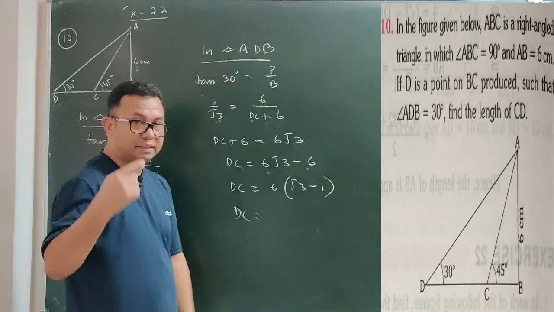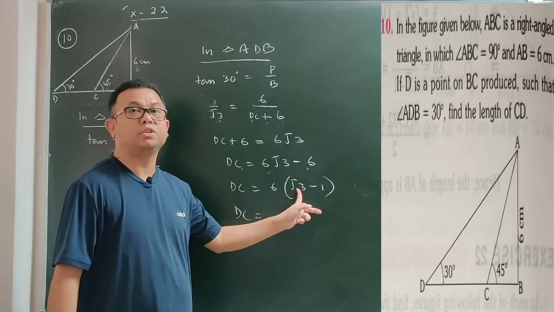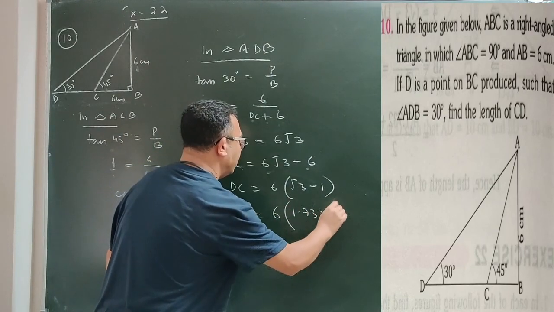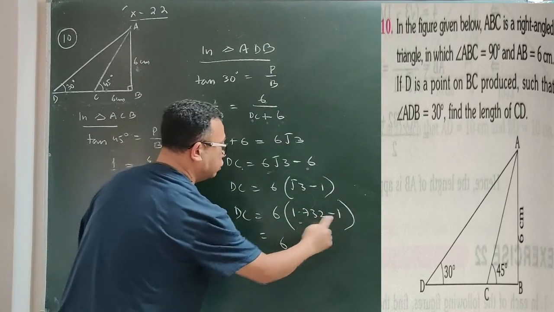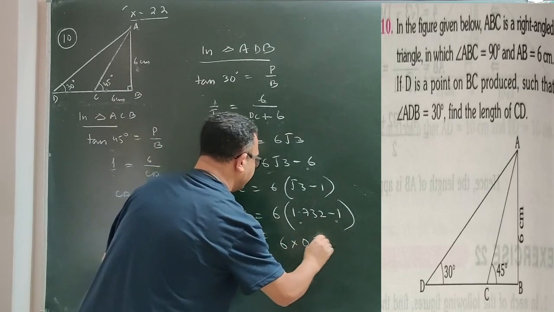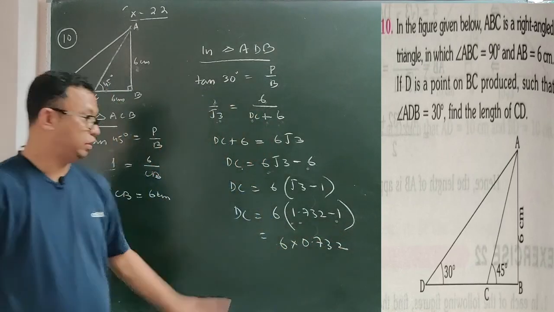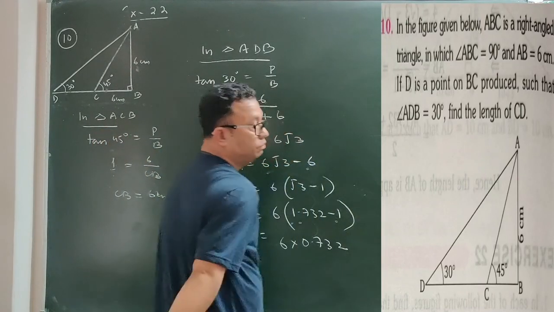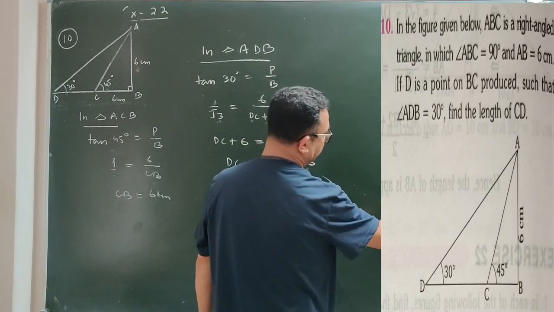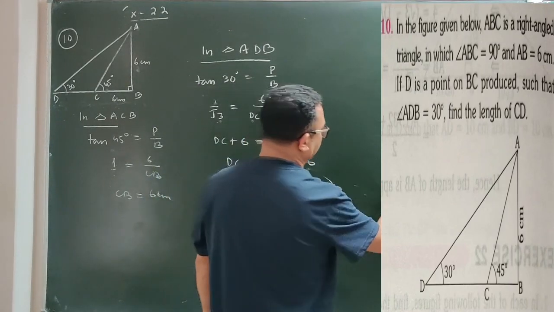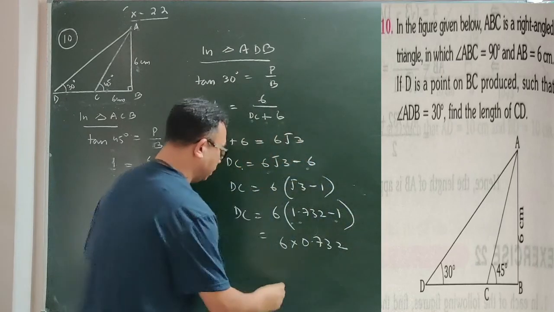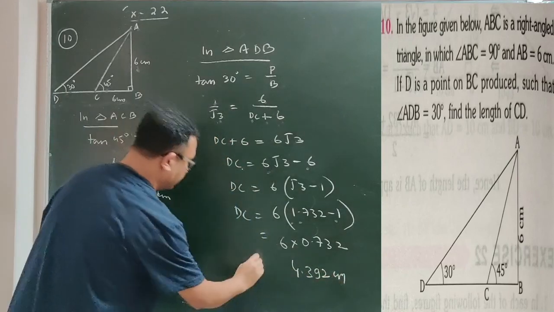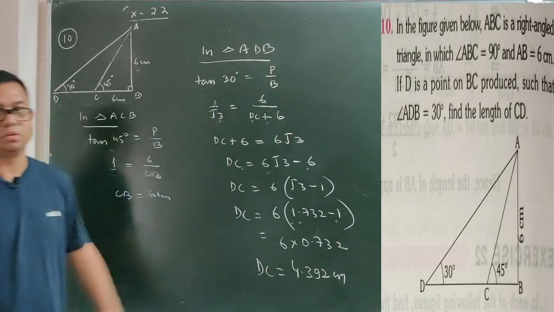But if you want your answer in decimal, what I'll do now is put the value of this root 3. This root 3 value you know is 1.732, minus 1, multiplied by 6. As you subtract this, it will come 0.732. 1.732 minus 1 is 0.732. Let's multiply now this 0.732 with 6: 6 twos are 12, 6 threes are 18, 19, then 42, 43. Three places of decimal means it is coming 4.392 centimeter is the value of your DC. This is what the question is asking you to find.